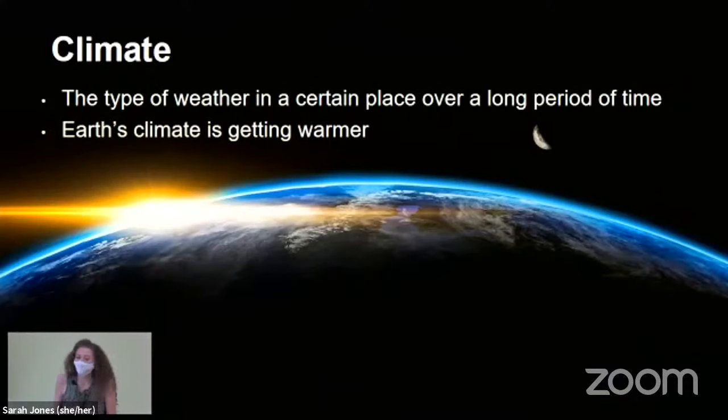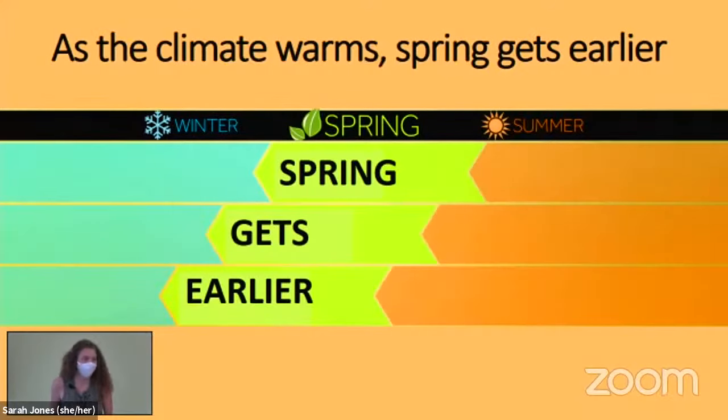Okay, so one of the things that we need to keep in mind when we're talking about climate is that climate doesn't change day to day, but overall, the Earth's climate is getting warmer. You might have heard people talk about climate change or global warming. That is when the entire globe is changing. This is a big process that is happening, and it has a lot of effects on plants. As the climate warms, it's going to have a couple different impacts.